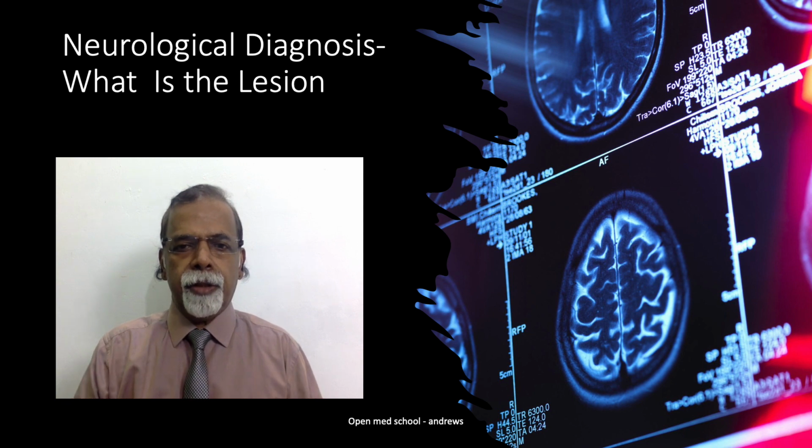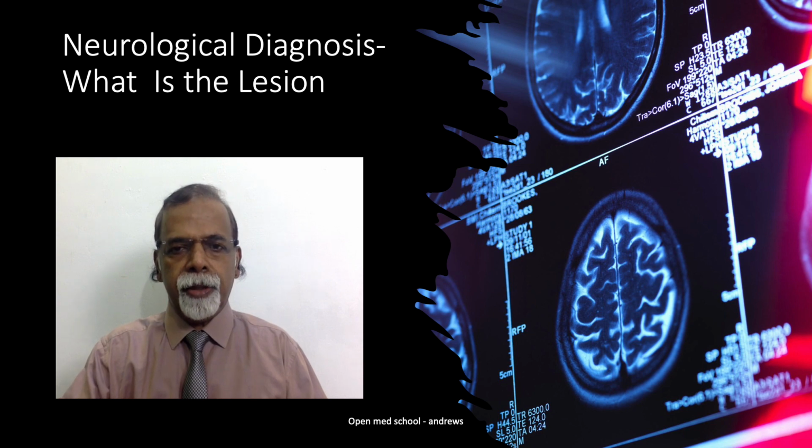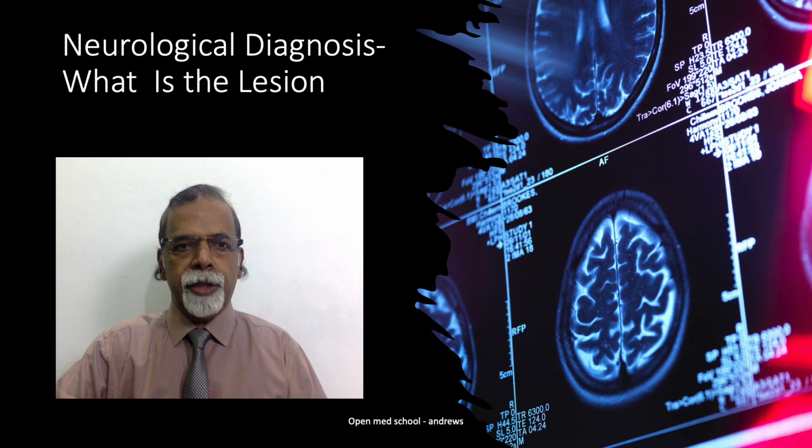In the last session, we discussed localization, that is, where is the lesion? And we discussed that the anatomical localization is made by the symptomatology. Today we will be discussing what is the lesion, that is, what is the etiology of the disease.